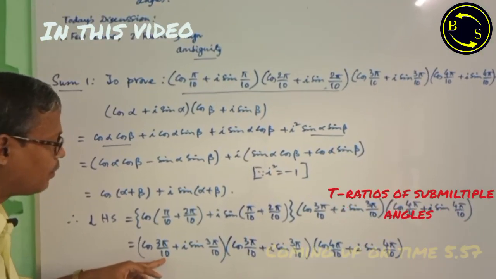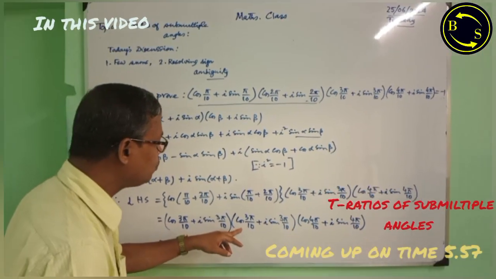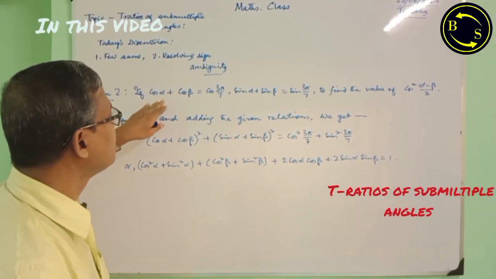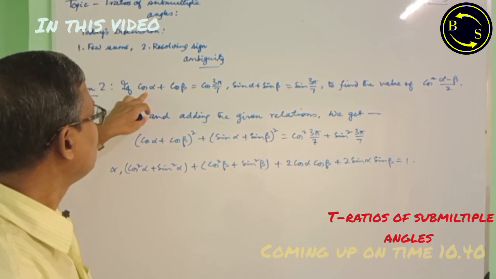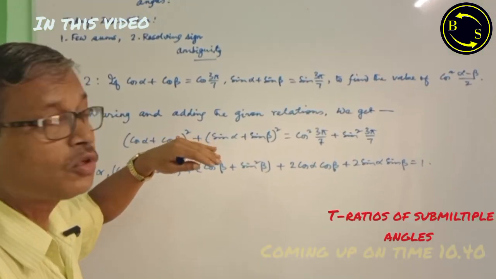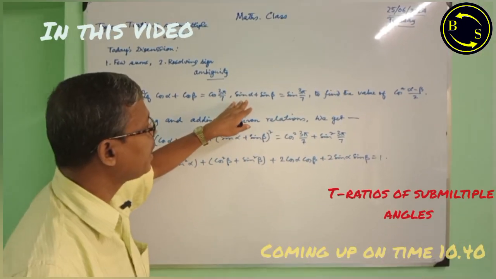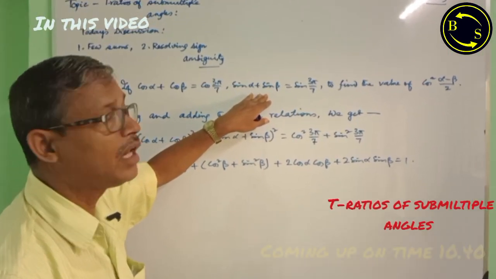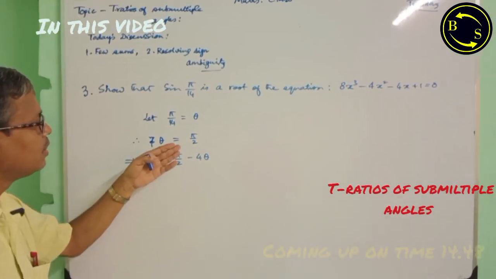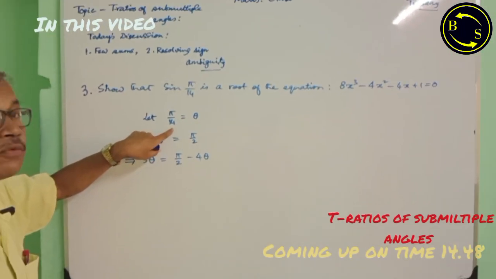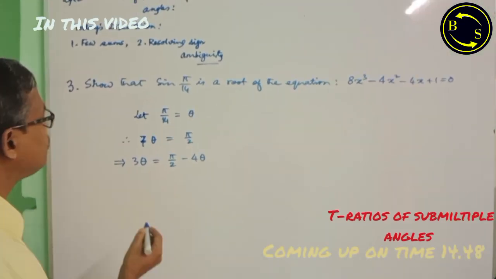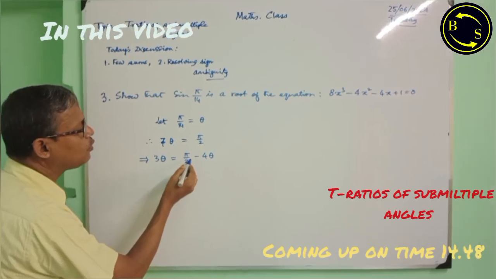Cos alpha plus I sin alpha into cos beta plus I sin beta. The students can first apply the transformation formula here. Cos alpha plus cos beta is 2 cos of alpha plus beta by 2 into cos of alpha minus beta by 2, and for sin alpha plus sin beta, 2 sin alpha plus beta by 2 into multiplying both sides by 7, or we can think like this: 14 is equal to 2 into 7, therefore pi by 2 equals 70. Therefore 3 theta is equal to pi by 2 minus 4 theta.